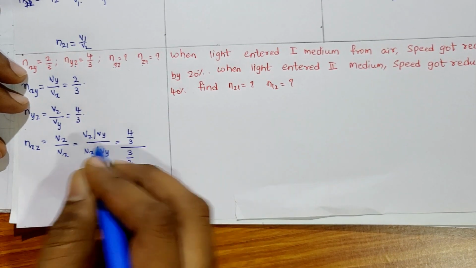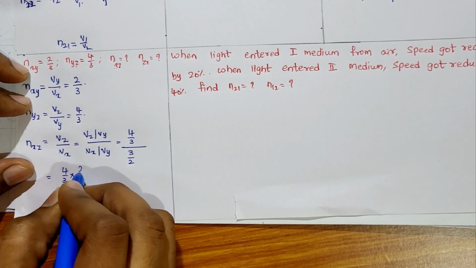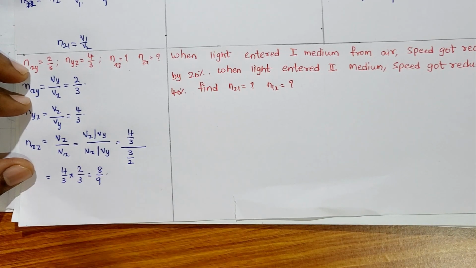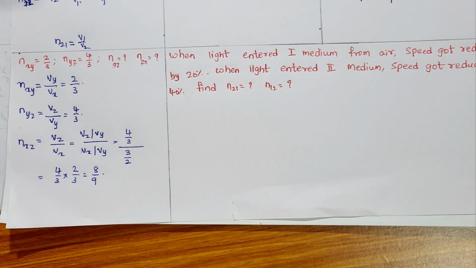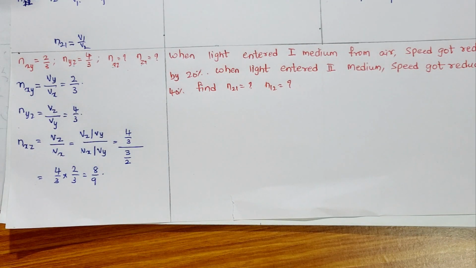So you send this ratio to the numerator, it becomes 4 by 3 into 2 by 3. It is going to be 8 divided by 9. Hope you understood this question. This is the model question where so many children will miss and will make mistakes in the board examination. It may be XY or YZ or AB, glass water, water glass, any medium it may be. You should be able to solve.